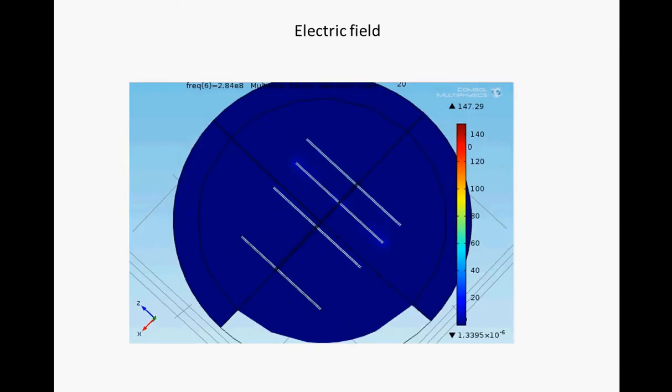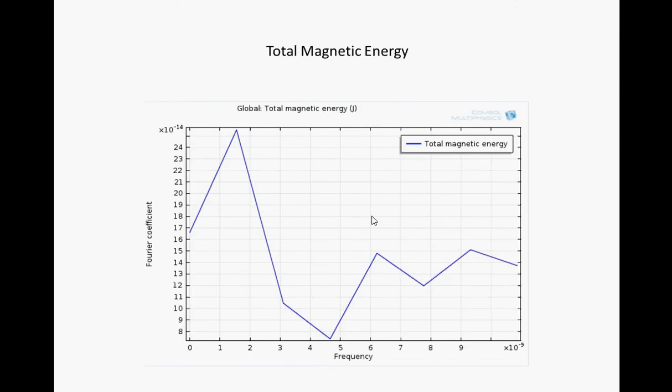The electric field illustrates where the current is generated. We can see that the driving element is glowing, which means this is where the current is generated. We now have an energy versus frequency plot, which basically shows at which frequency the antenna operates best.